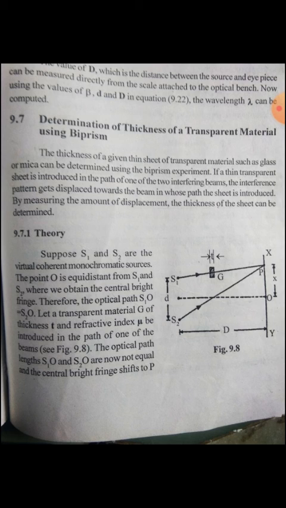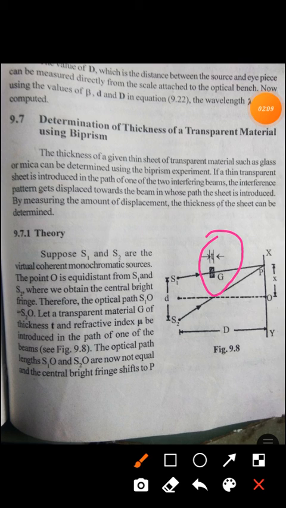Let a transparent material G of thickness T and refractive index mu be introduced in the path of one of the beams. So this is the transparent material whose thickness we need to determine. So the optical path lengths S1O and S2O are now not equal, and the central bright fringe shifts to here.